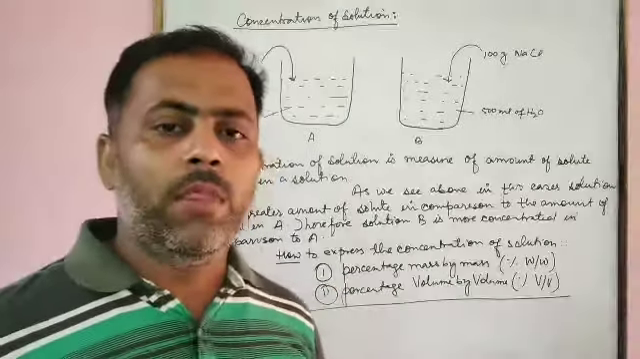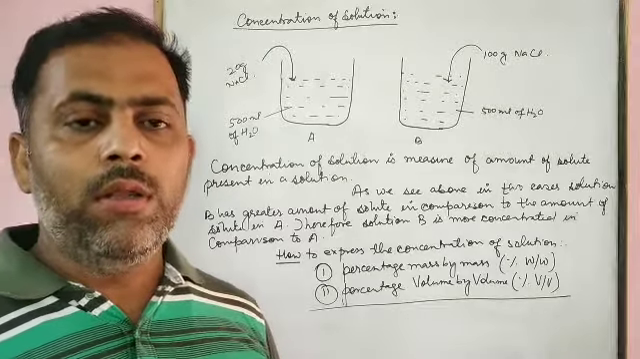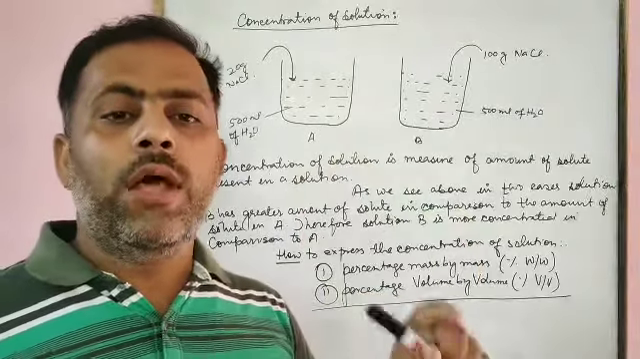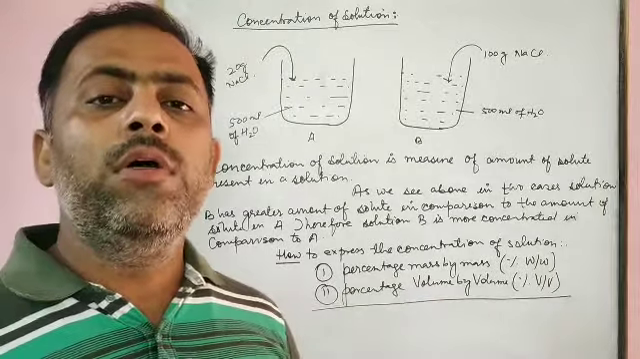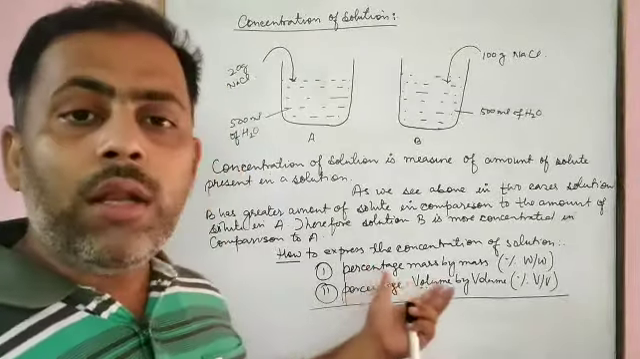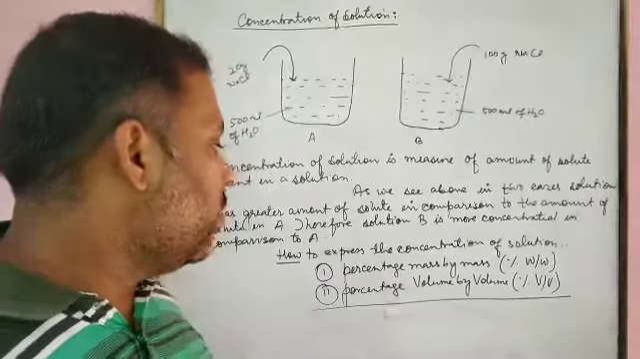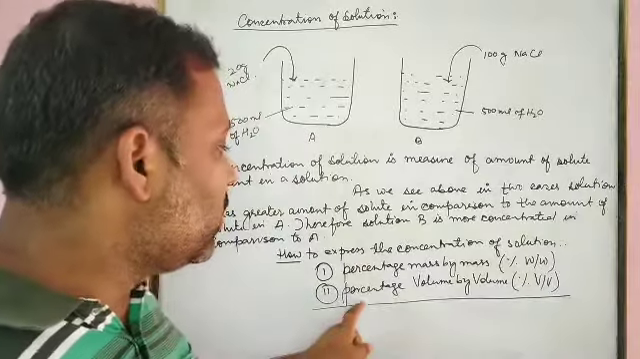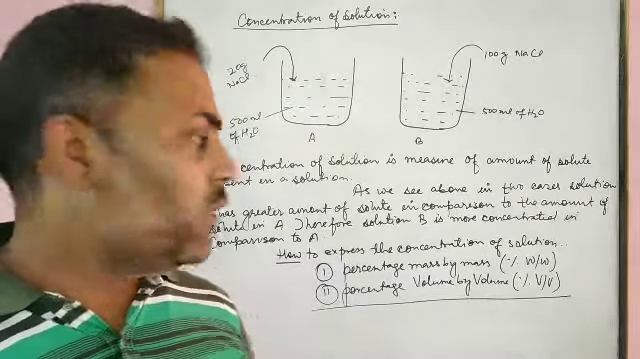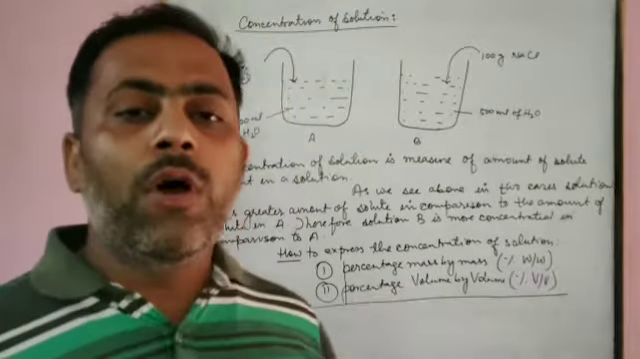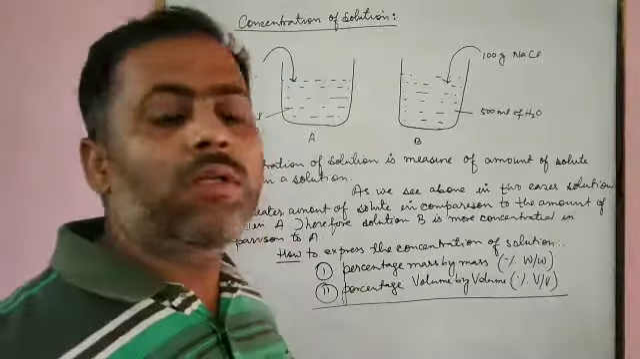Percentage mass by mass can be explained as the amount of solute divided by the amount of the solution multiplied by 100. That is, the amount of solute in mass, in grams, divided by the amount of solution in gram, multiplied by 100. That is termed as percentage W by W. Whereas percentage V by V is used when the solute is in liquid state and the solution is in liquid state. It means the volume of solute in ml divided by the volume of solution in ml multiplied by 100. That is termed as percentage volume by volume.